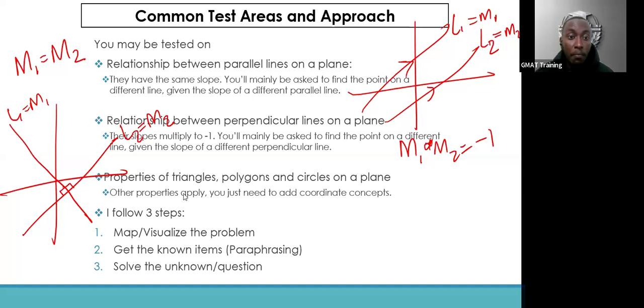So the first thing is to map or visualize, because if you have these points, you can put them on the Cartesian plane and see how the problem looks. Then you need to get the known items, paraphrasing. What do we know? And then you solve for the unknown.